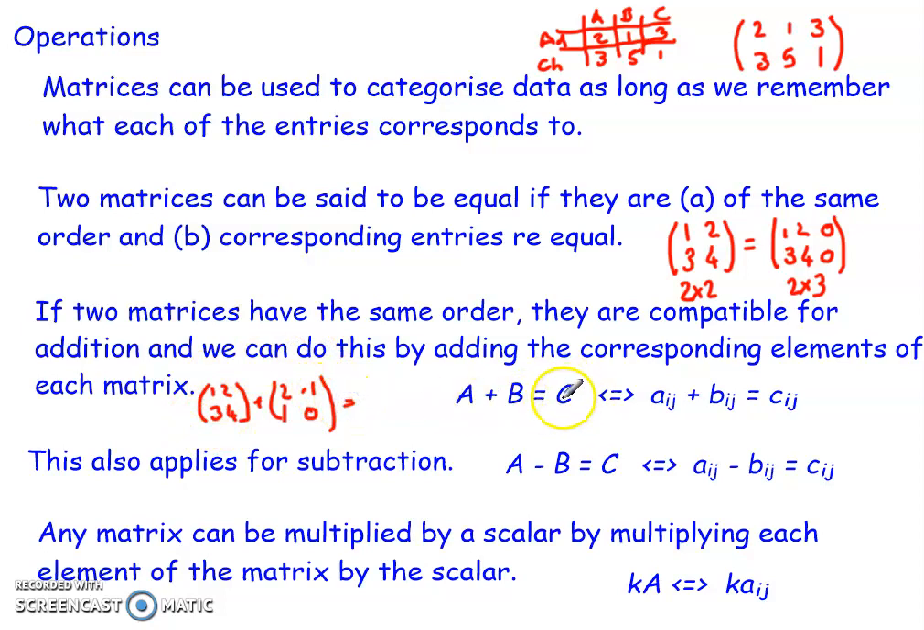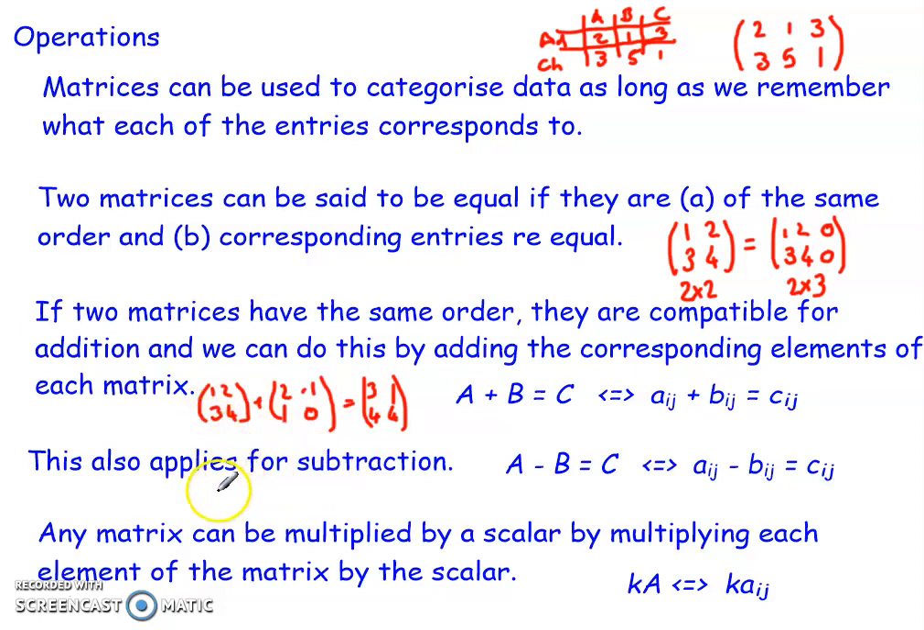To get this matrix C, what I do is I add each corresponding element. So I've got 1 plus 2. That's going to be my top left. So that's my 3. My 2 plus the negative 1. Well, that's 2 minus 1, which is 1. 3 plus 1, which is 4. And then 4 plus 0, which is 4 again. All I've done is added up each corresponding element. And that applies for subtraction.